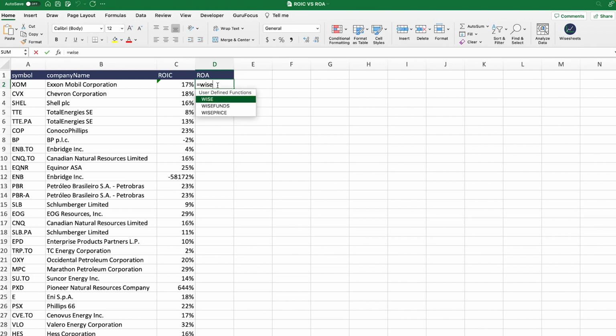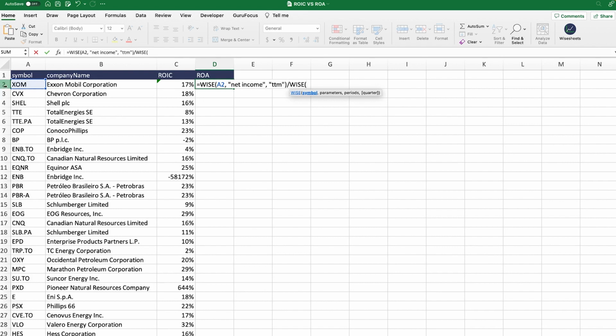The ROA is a little bit more complex, but don't worry, it won't be anything too crazy. You're going to use the WISE function again, and now we're looking to get the net income. Then we're going to select TTM, which takes the latest value from the latest quarter in the income statement. Now we're going to divide it by the WISE function again for this same ticker, and we're looking for the total assets of the company, and then we select TTM. The total assets is the latest quarter of data available. So there you go, this is going to do the calculation.